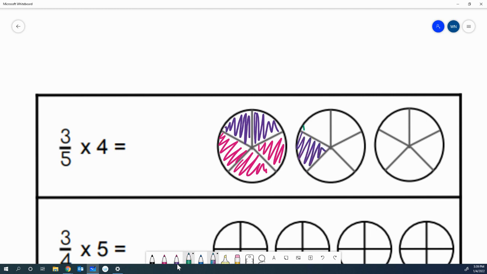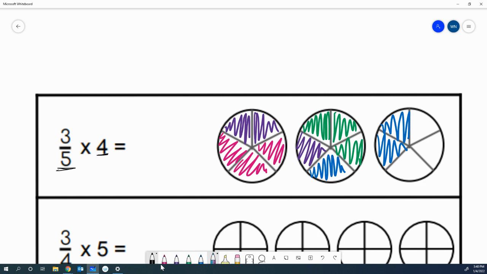I'm going to pick a third color and say 1/5, 2/5, 3/5. There, it's colored a third time. And I'm going to take my fourth color and color 1/5, 2/5, 3/5. So as you can see, what we really did is we colored in 3/5 4 times. I did it once in pink, once in purple, once in green, and once in blue.